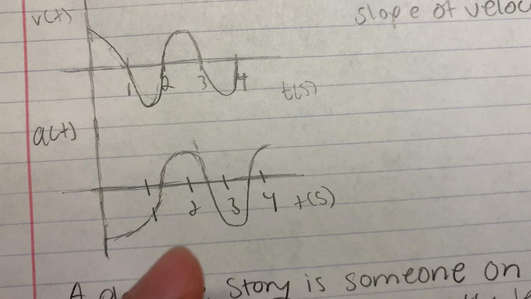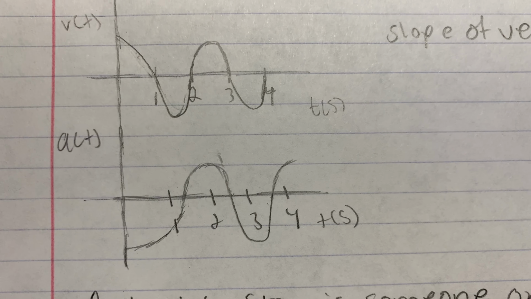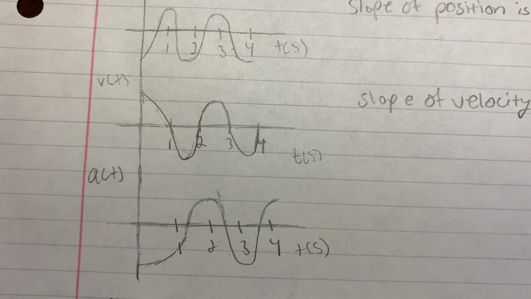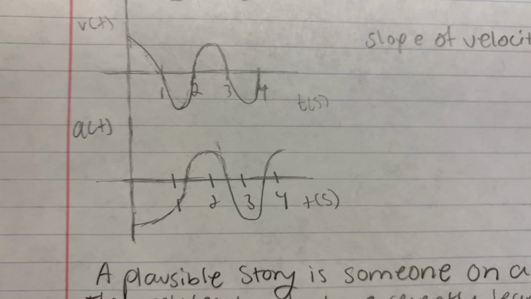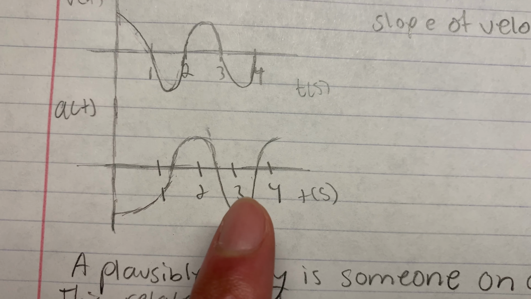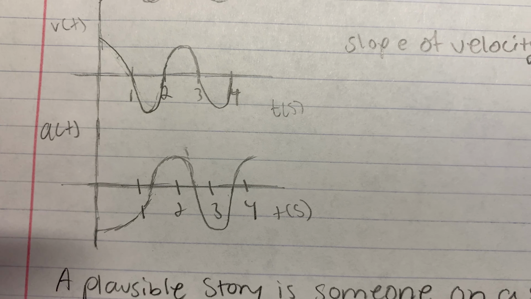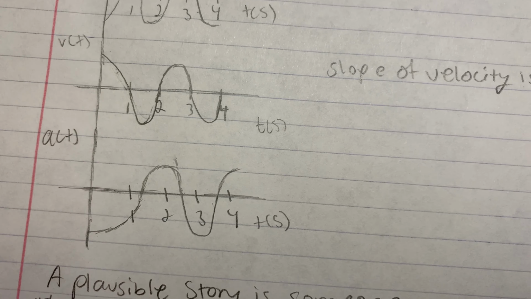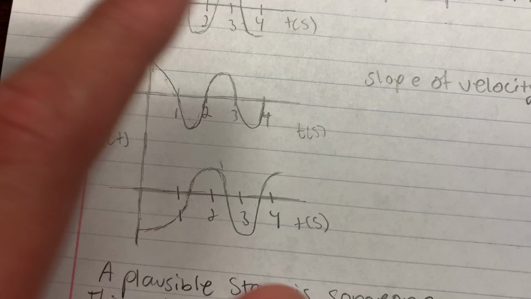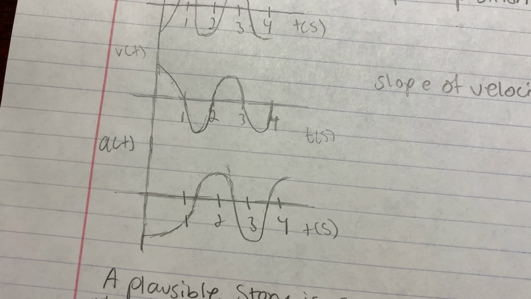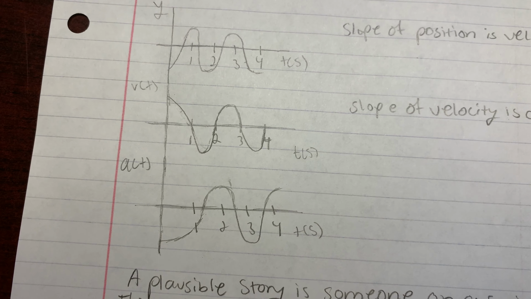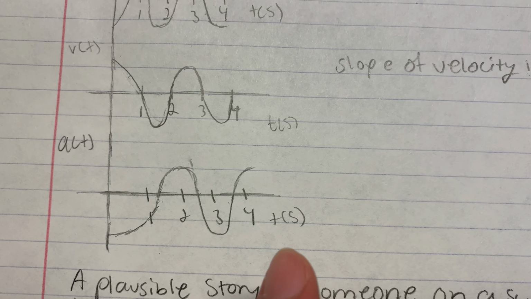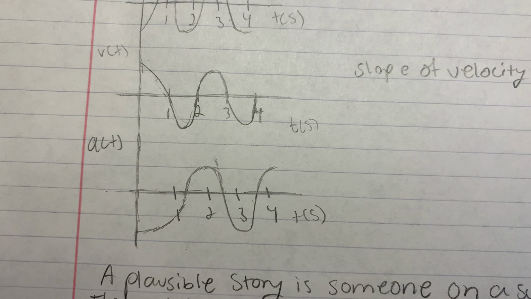And then from 1.5 to 2.5, the velocity graph is increasing, therefore the slope is positive and acceleration is positive. So from 1.5 to 2.5, the acceleration graph is above the x-axis, meaning acceleration is positive. From 2.5 to 3.5 in the velocity graph, the slope is negative, therefore acceleration will be negative because the slope is decreasing. And as you can see, it's likewise on the acceleration graph.